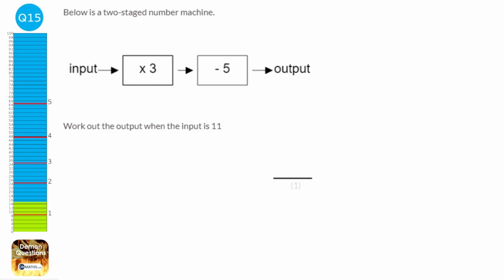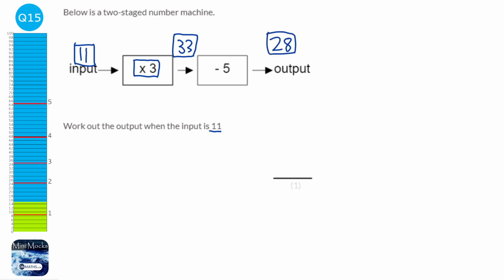So we're going to use a function machine to find out the output when we've got an input of 11. So we put 11 into this machine, and the first thing that happens is we multiply it by 3. So out of that first machine we're going to have 33, which is 11 times 3. Then the next part of the machine is going to take away 5 from that. So 33 take away 5 is going to be 28. So our output is going to be 28.